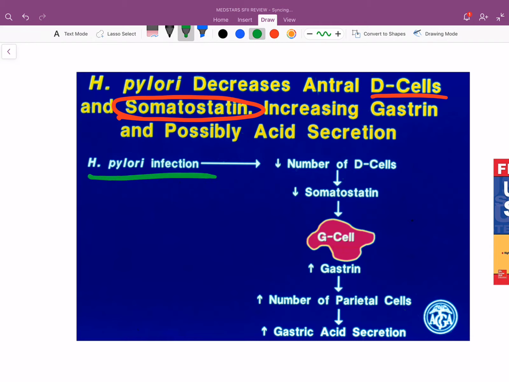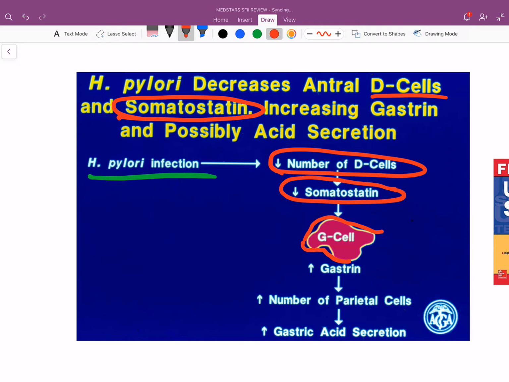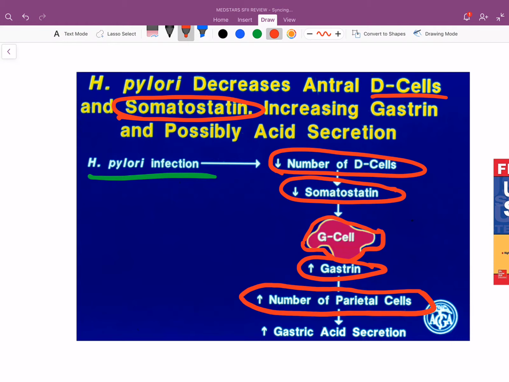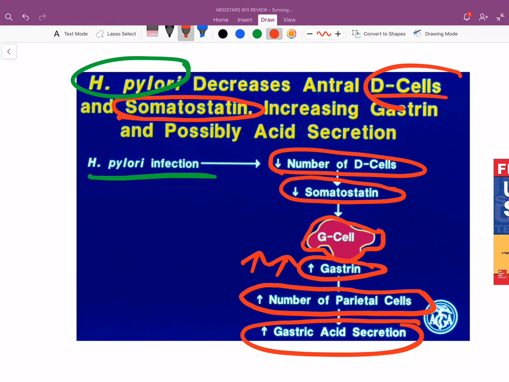So if Helicobacter pylori infection is destroying the number of these cells, it's going to decrease them. If you decrease the number of these cells, then you're going to decrease the amount of somatostatin that's secreted by the D cells. That means that G cells are no longer going to be inhibited, meaning they're free to make a whole bunch of gastrin. What is gastrin going to do? Gastrin is going to tell those parietal cells to secrete chloric acid. As you secrete all of these tons of gastrin, parietal cells are going to hypertrophy, hyperplasia, and you'll have more parietal cells and even more gastric acid secretion. All of this because the Helicobacter pylori decided to destroy some D cells.